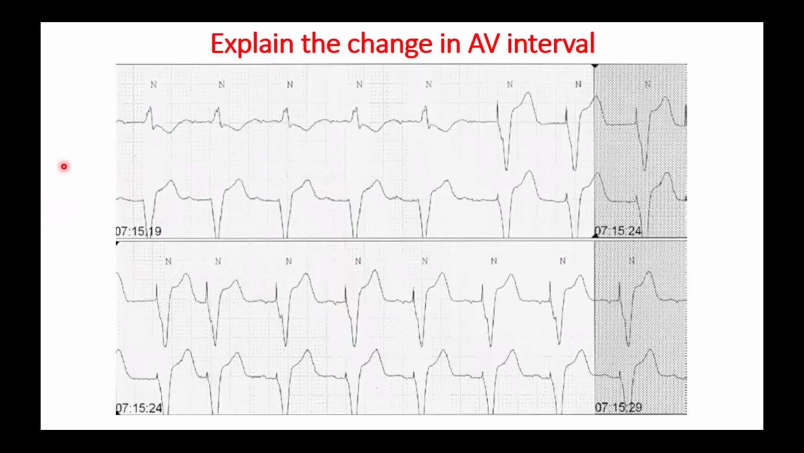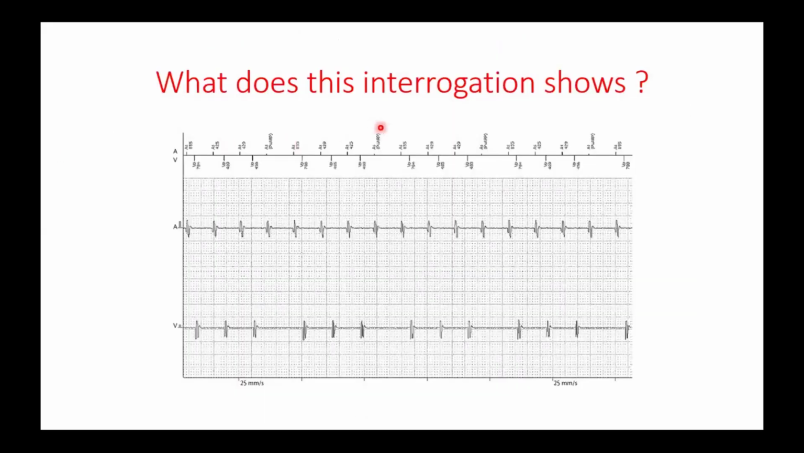This is AV hysteresis, I think in Boston or Biotronik it's called that, and I think it's called ventricular intrinsic preference in St. Jude. Yes, called VIP. Yes, exactly. So this one is easy.